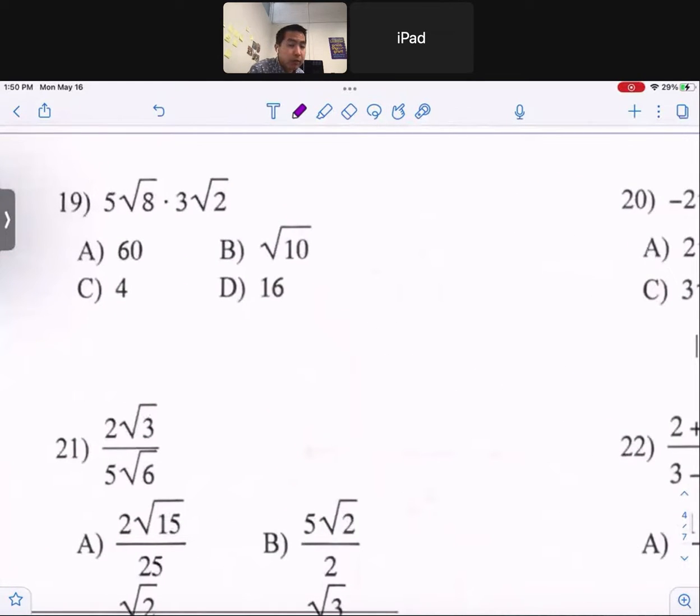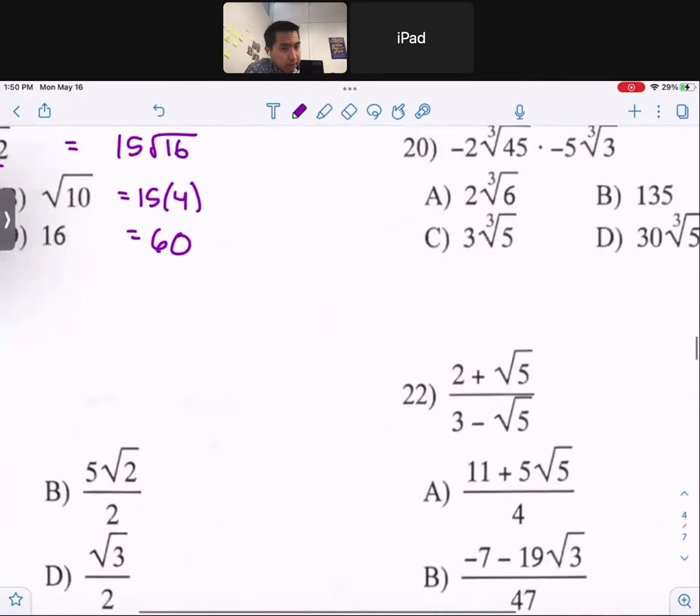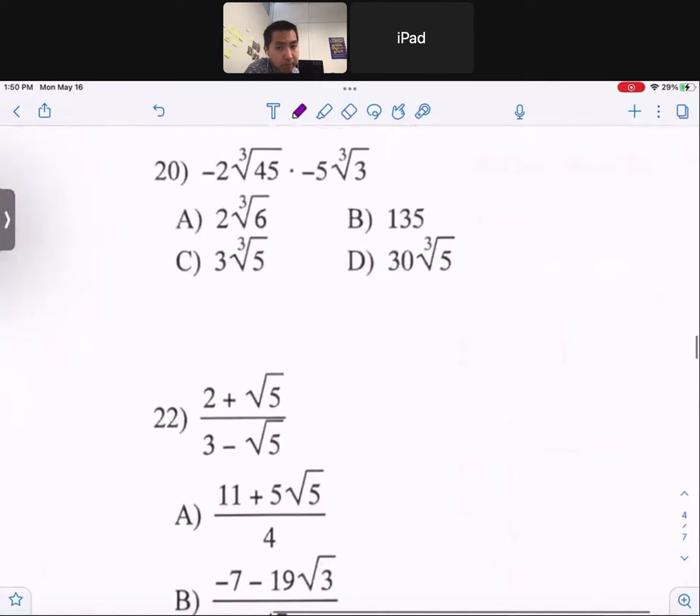19. Okay, when you guys multiply, it's just the outsides times each other, and the insides times each other. So 5 times 3, and then rad 8 times rad 2. 15 square root of 16. Now square root of 16, you guys, that's just 4, right? And 15 times 4, you guys, is 60, which is A. That one is A.